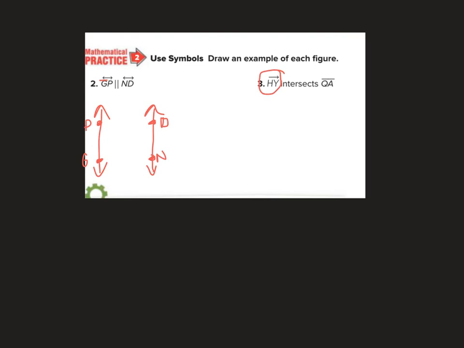Ray HY intersects line segment QA. Ray H, then it goes through Y, then it goes on forever. And it's going to intersect, so it's not going to be perpendicular because they would have said perpendicular if they wanted that. And then these have to have endpoints because it's a line segment, Q, A. There we go.